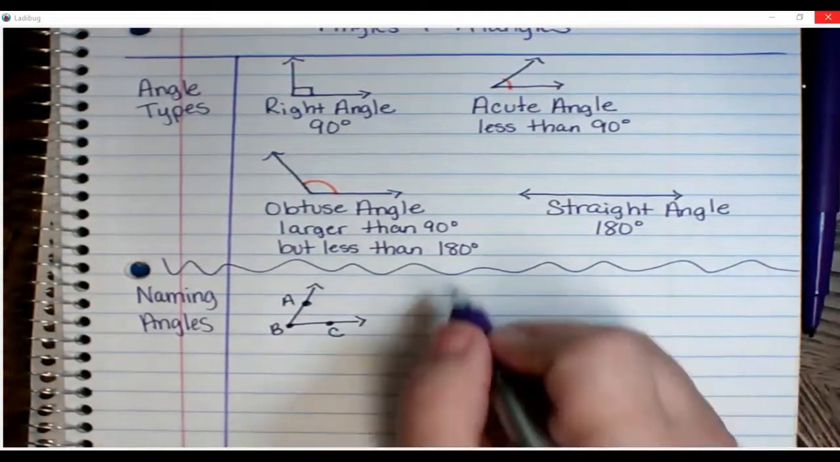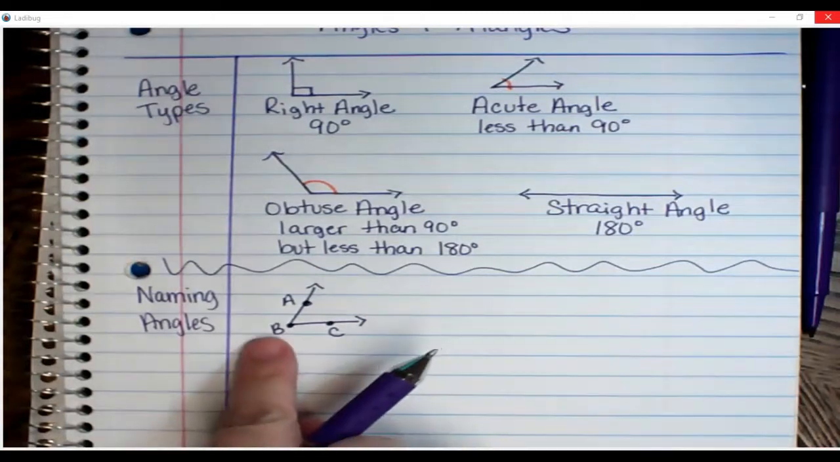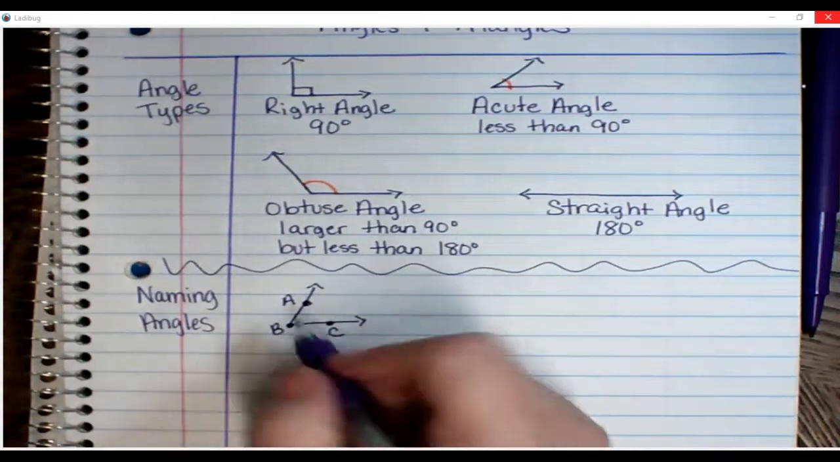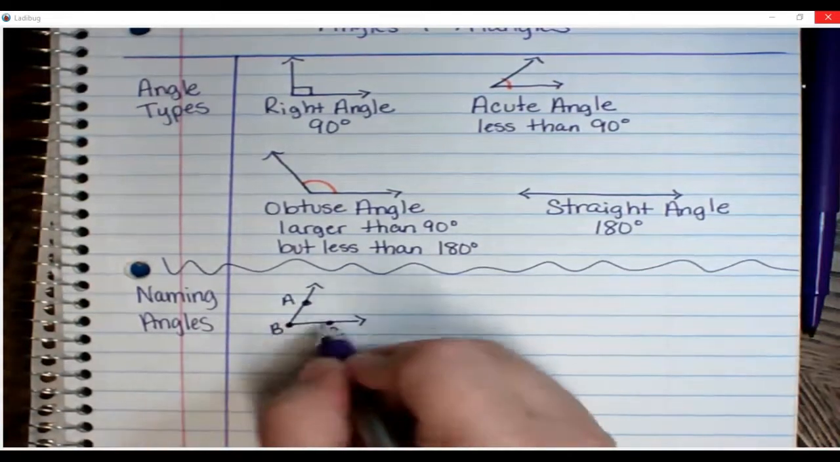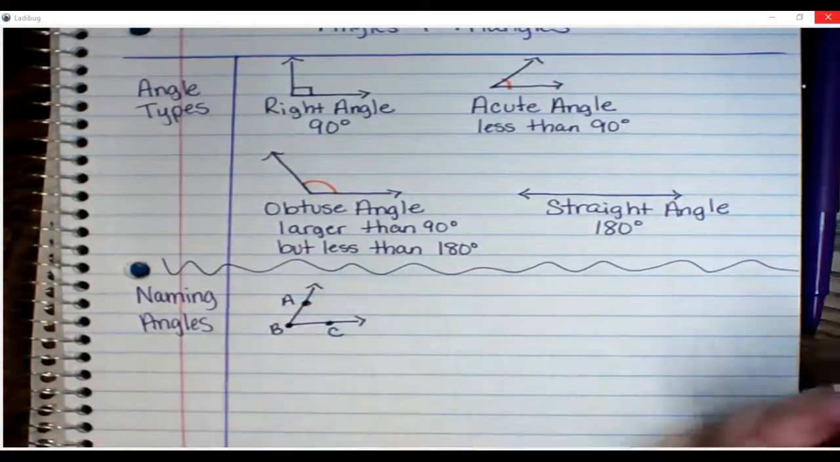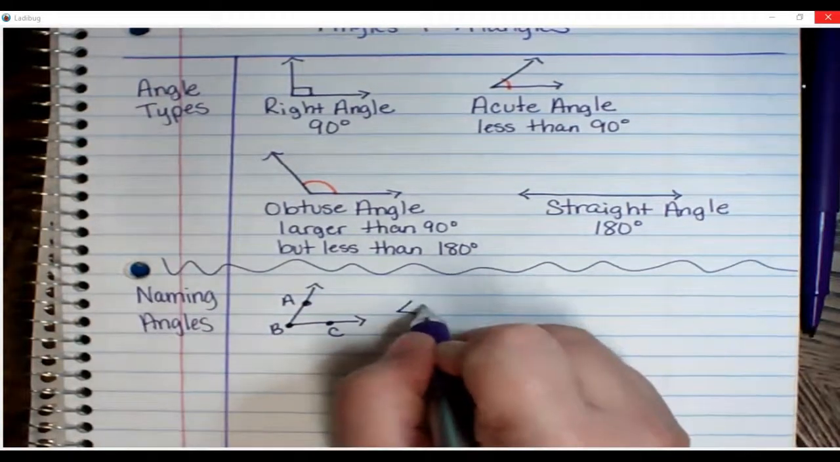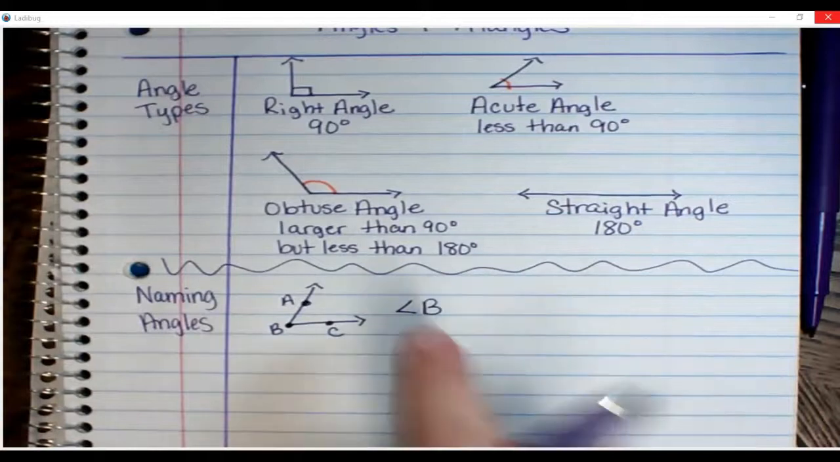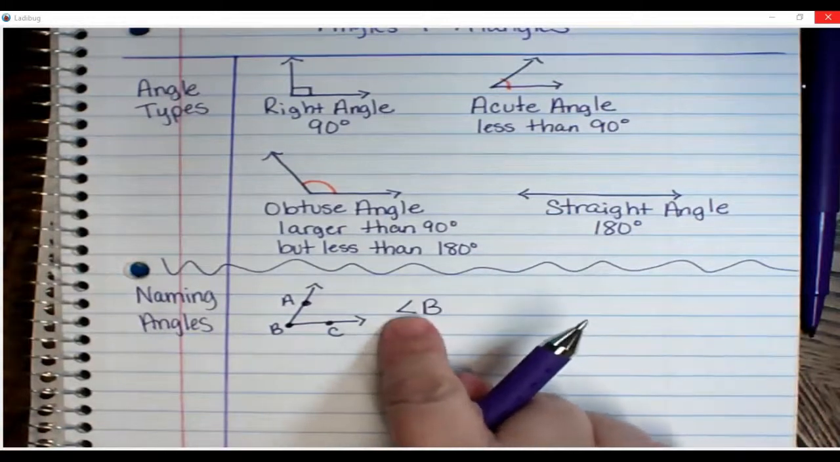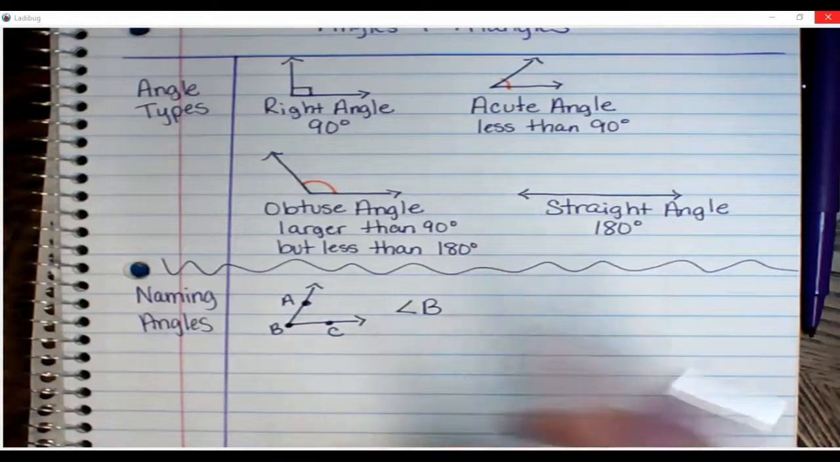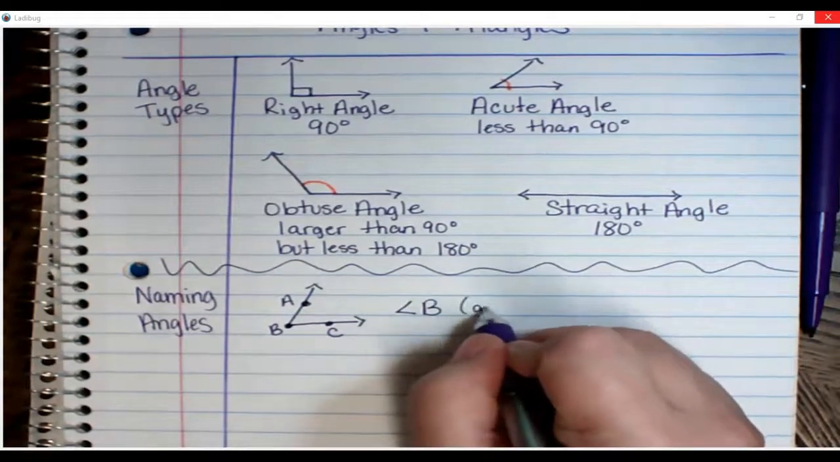Well, the first way I can name it is by its vertex. The vertex is the point where the two rays meet in the corner. So I could label this angle B. And this is the mathematical symbol for angle. It looks similar to a less than symbol. And we read that as angle B.